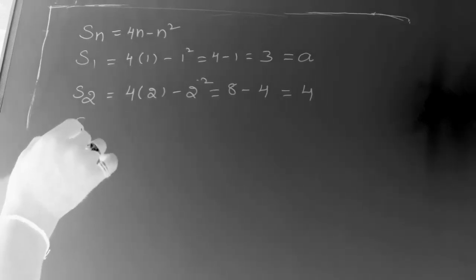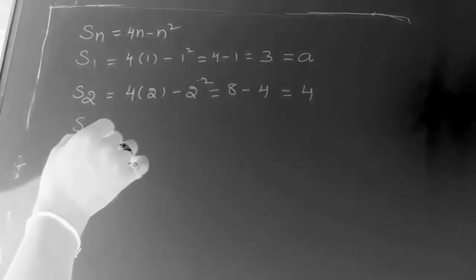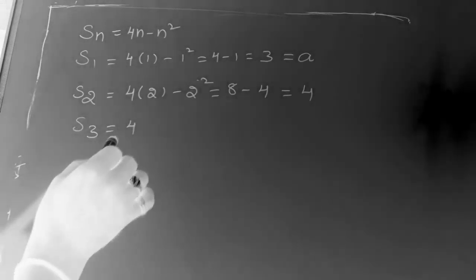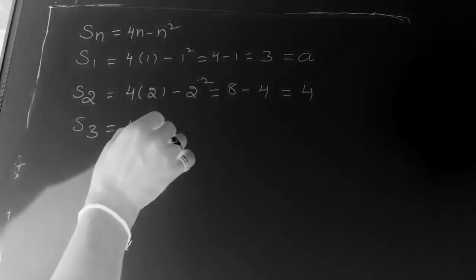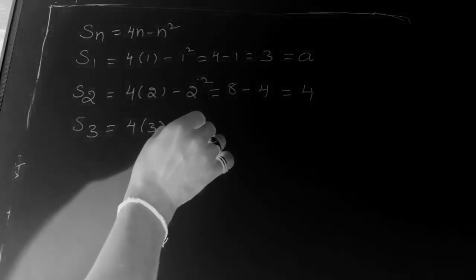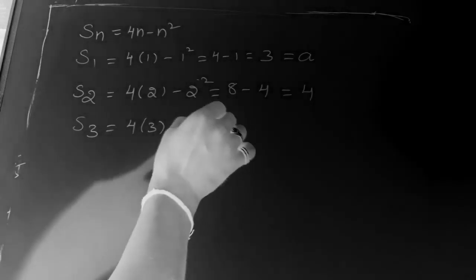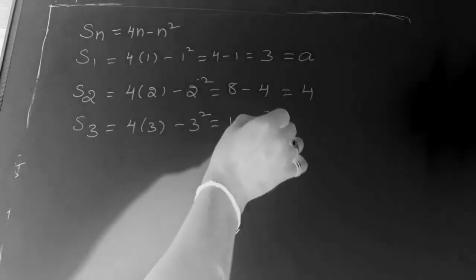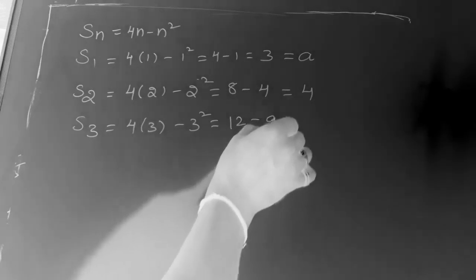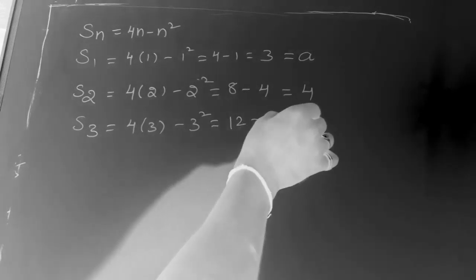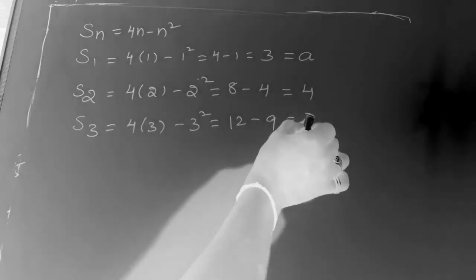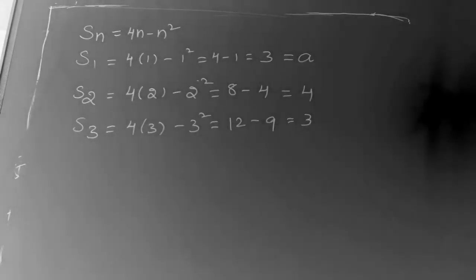Now S3, 4 into 3 minus 3 square. 4 threes are 12. 12 minus 9, 3 square is 9 here. Okay, 12 minus 9 is 3.